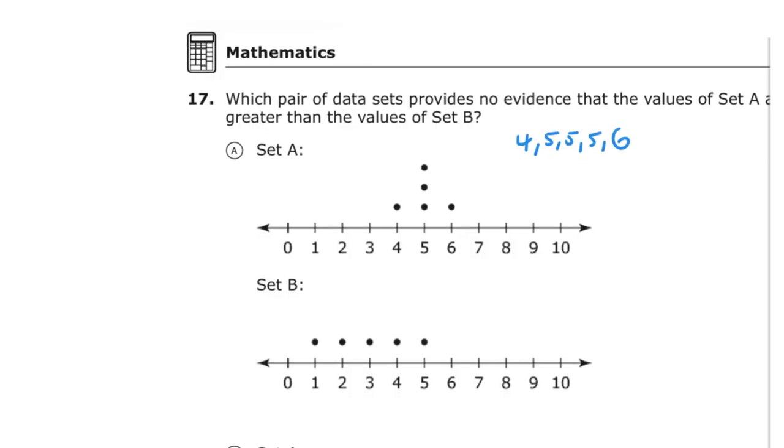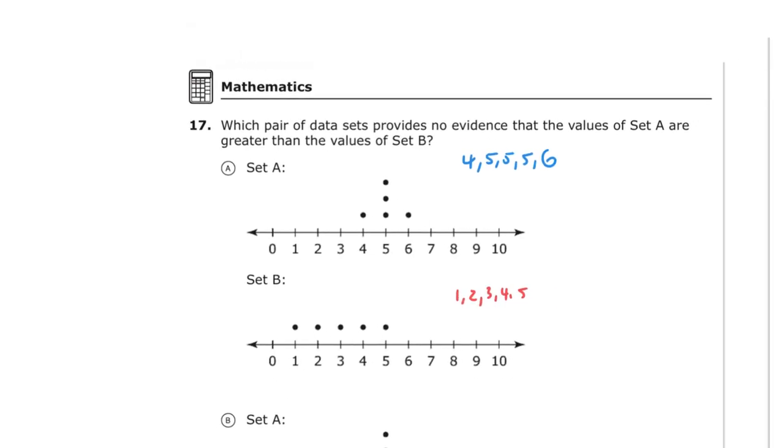Looking at set B, I think my student watching understands. There's one 2 in the list, there's only one 3 in this list, there's one 4 in this list, and there's one 5. So that set would look like 1, 2, 3, 4, and 5. Now, that is how to read and understand these dot plots.